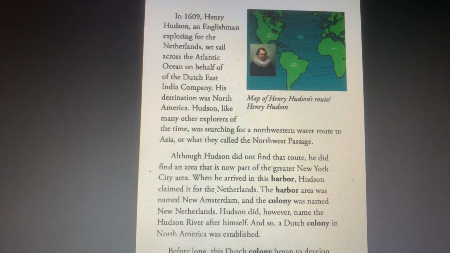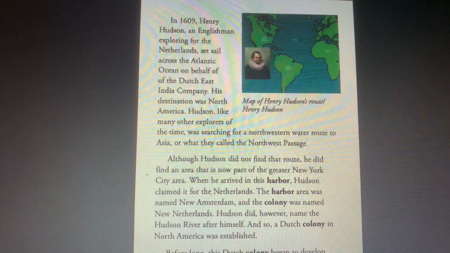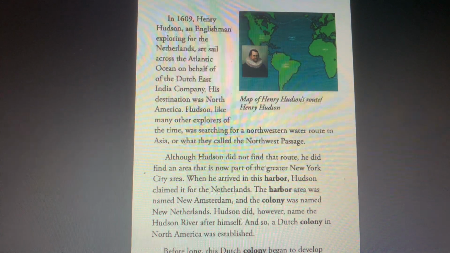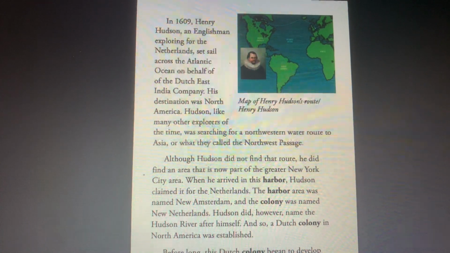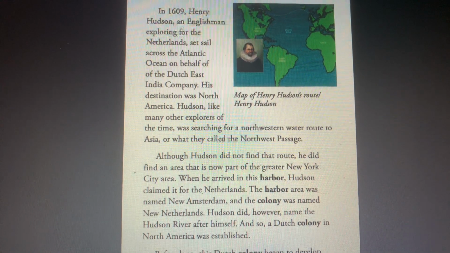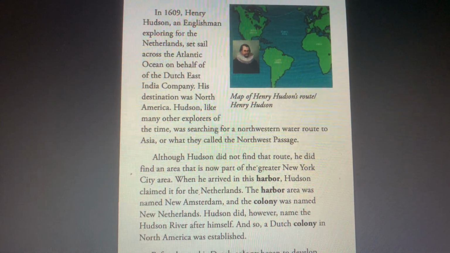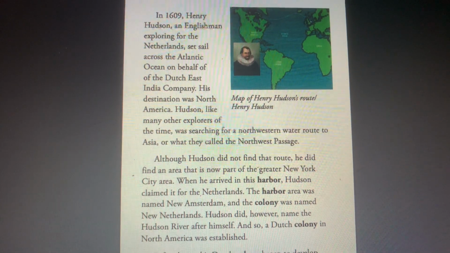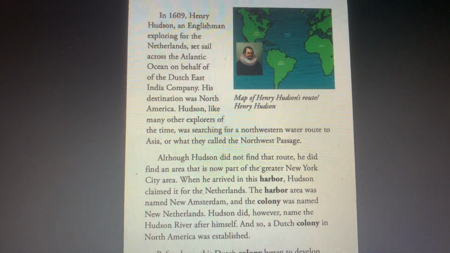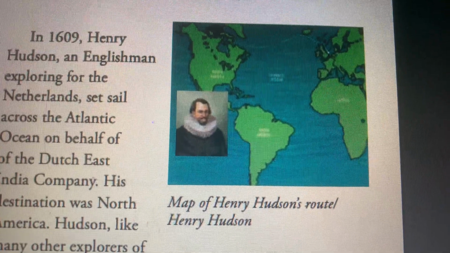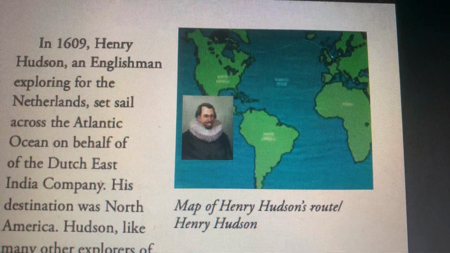In 1609, Henry Hudson, an Englishman exploring for the Netherlands, set sail across the Atlantic Ocean on behalf of the Dutch East India Company. His destination was North America. Hudson, like many other explorers of the time, was searching for a northwestern water route to Asia, or what they called the Northwest Passage. Let's see here. This is the map of Henry Hudson's route and Henry Hudson.